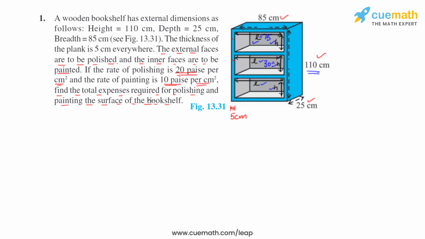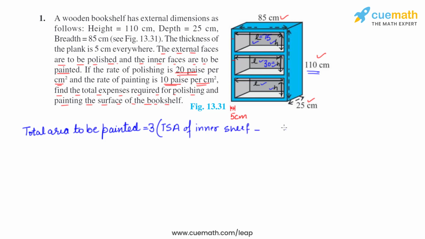So the inner shelf needs to be painted. So the total area to be painted is equal to, they are also in cuboidal shape. So what we can do is find 3 times the total surface area of the inner shelf minus the area of the open portion.